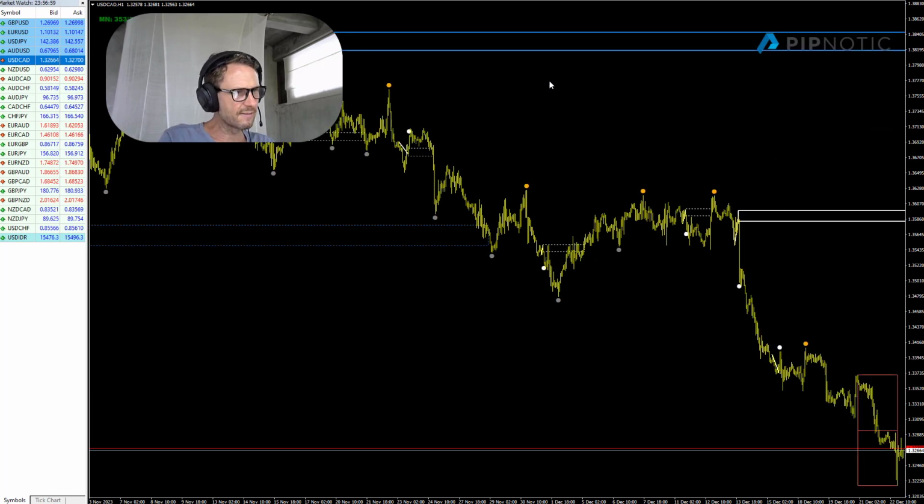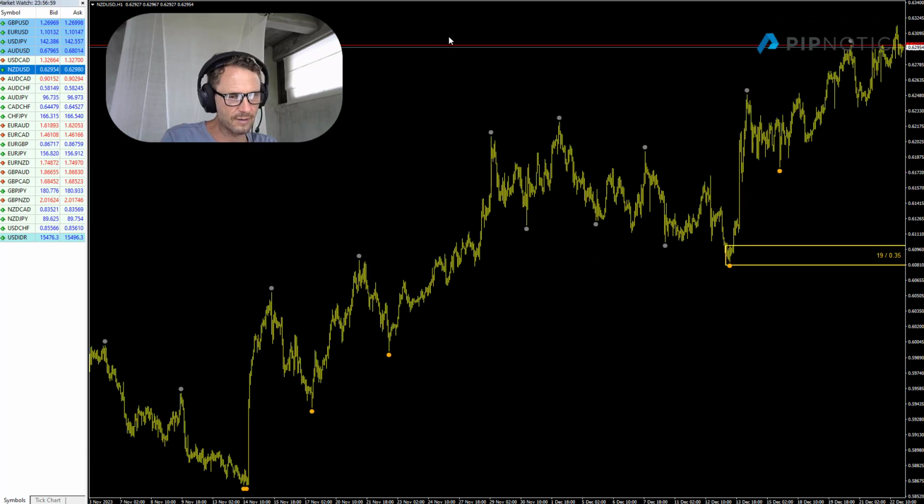And here we have the American dollar, Canadian dollar, and more examples of zones created here. We have multiple tests, zone created here, multiple tests, zone created here, one test, zone created here, one beautiful test, zone created here, one beautiful test. They just happen over and over again, and the reactions that we see are incredible. They're very, very powerful.